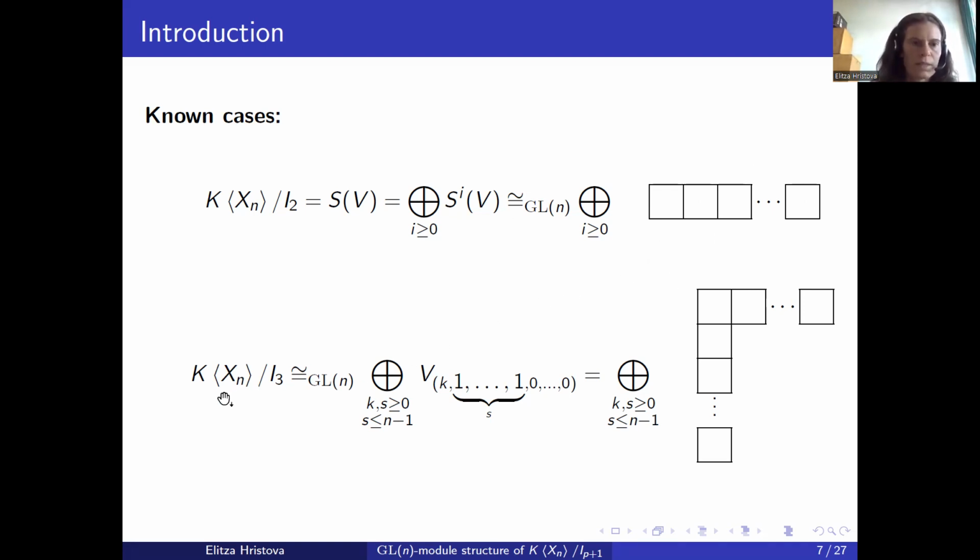Then also a classical result is when we take k of x_n modulo the ideal generated by all triple commutators, then the decomposition has this form in terms of partitions, and in terms of Young diagrams, this is the sum of all hook-shaped Young diagrams, where the first row can grow arbitrarily large, and in the first column, after the first row, we can have at most one box in each row.